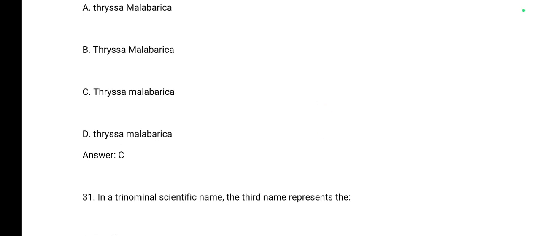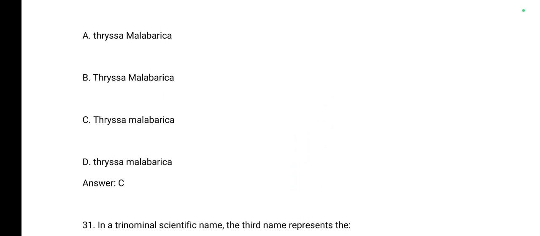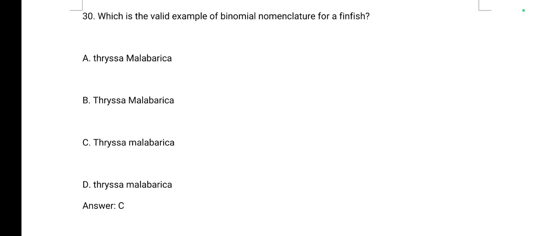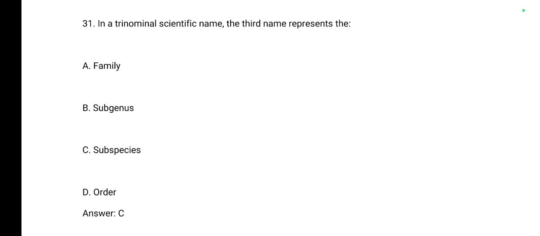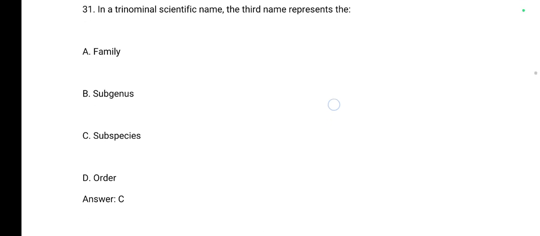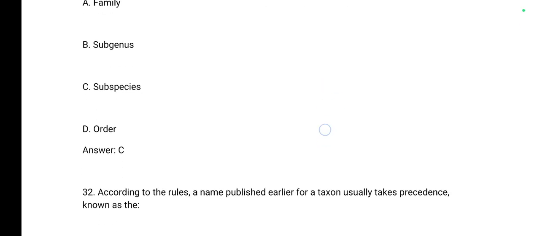It should be in italics, since in the doc file this has changed, otherwise it was in italics only. So it should be in italics, the first letter should be capital and the species name should start with a small letter. In a trinomial scientific name, the third name represents the subspecies.